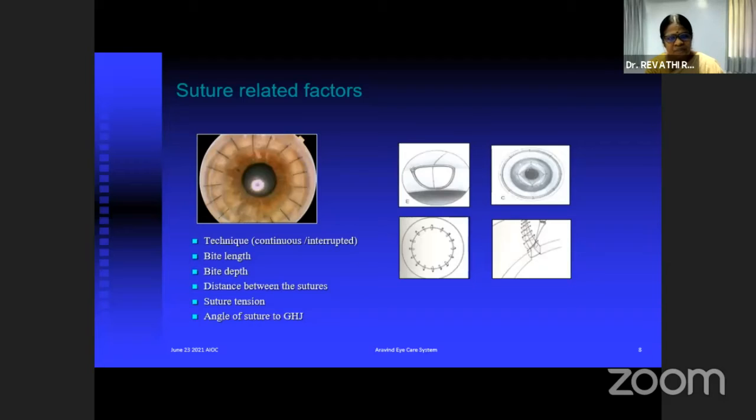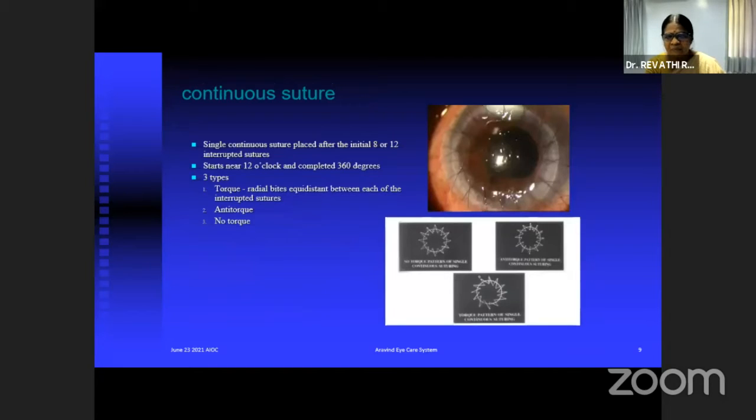So you go on both sides to the same depth, and also on both sides, the distance should be equal. And the distance between each suture should also be equal. And then only you will get a uniform compression and uniform tension of this suture on the cornea. And either we can also use continuous suture, but in continuous suture, we have to keep one thing in mind.